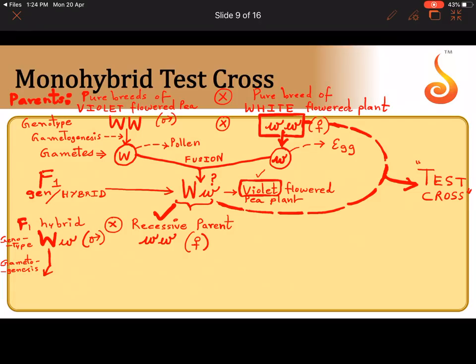So it produces two types of pollen. What are the two types of pollen? Half of them with capital W alone, half of them with small w alone. This plant produces only the ovule, or in the pistil will produce only one type of egg. Which is it? Egg with only small w. So we have two types of pollen and only one type of egg.